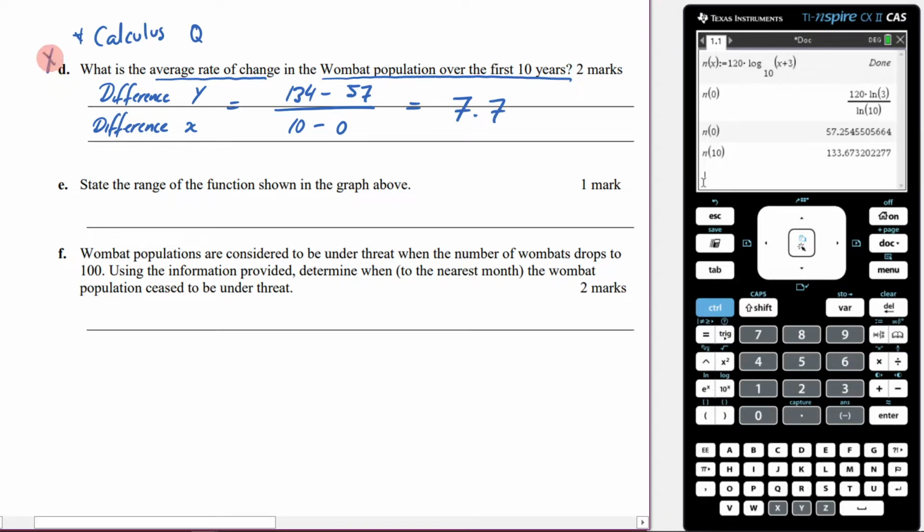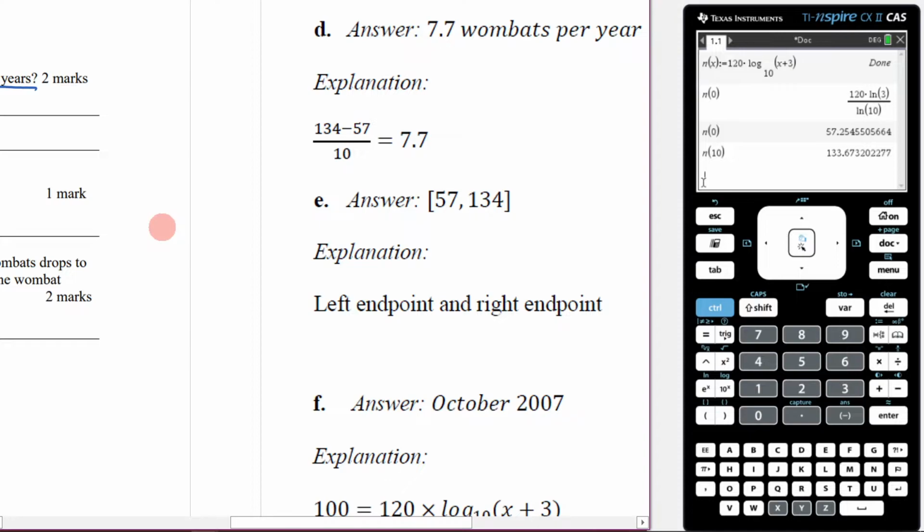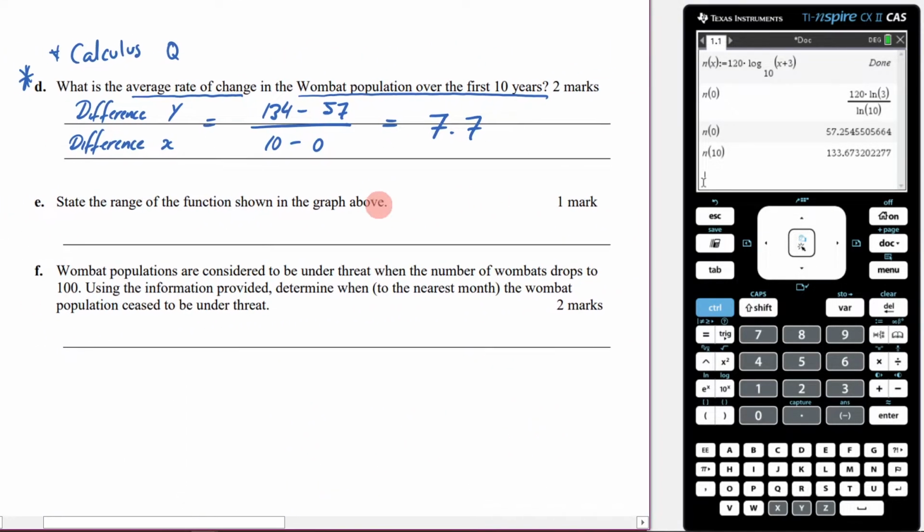I don't want you to worry too much about these questions. They're not going to appear for you in this topic. They will appear later on. So if we look over here for our answer, it's going to be 7.7 wombats per year. Don't worry too much about these questions.